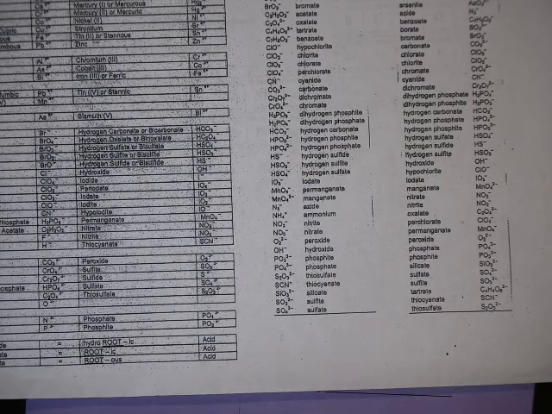If you remember, you probably don't because it's been so many days ago, but when you're writing ionic compounds, you crisscross the charges. You have a positive ion, which is called a cation. And then you've got a negative ion, which is called the anion.